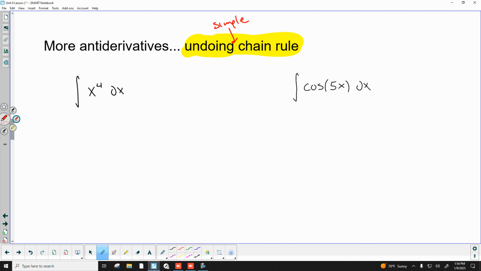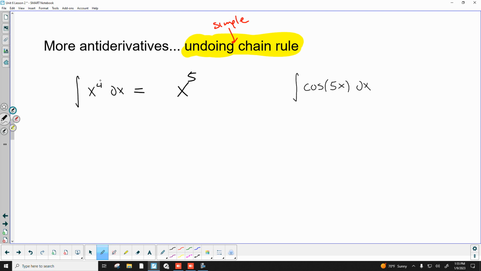Now, I want you to go back to the first antiderivative you took on day 1. When I asked you to take the antiderivative of x to the 4th. Let's walk through your thought process. What did you do? Many of you understood that you needed an x to the 5th. You started with that, right? But you had no idea what else went along with that. You were like, I need an x to the 5th because that would give me an x to the 4th when I took the derivative.